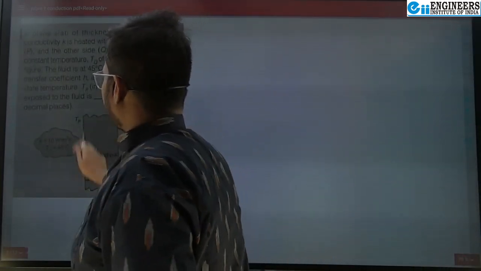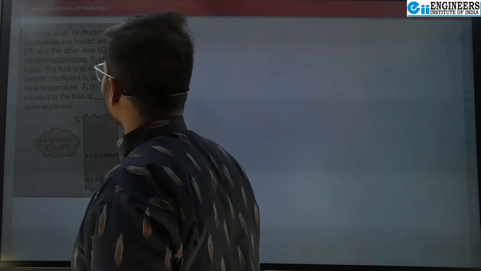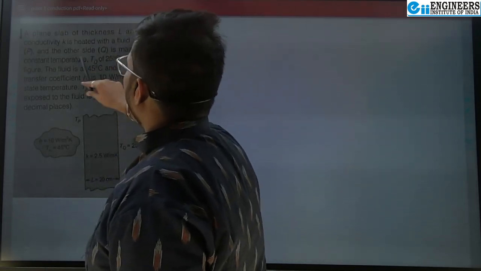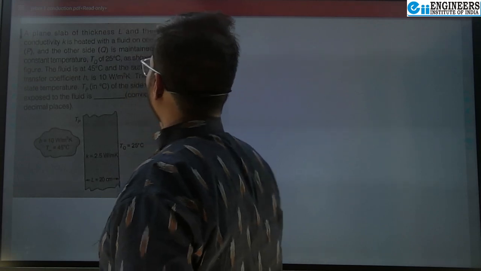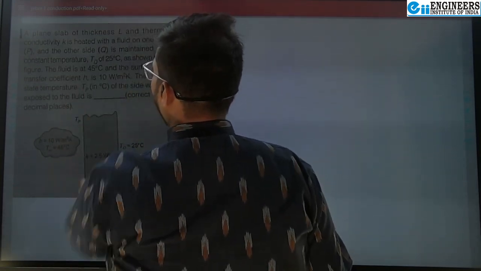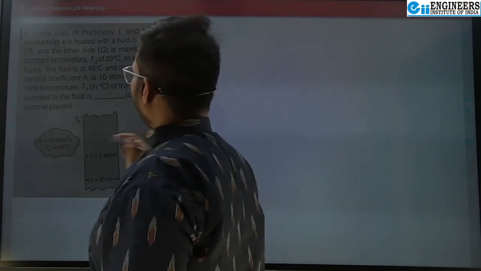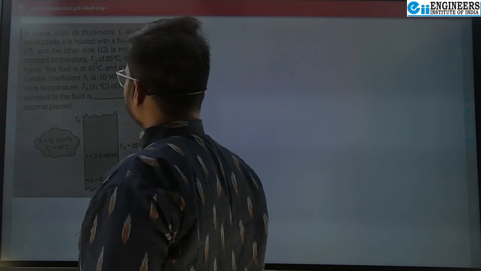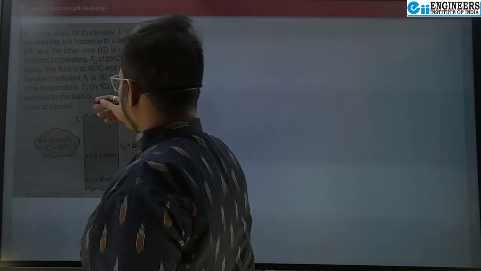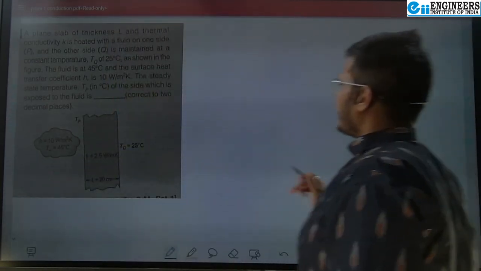So what does it say here? That a plane slab, on this side H is 10, T infinity is 45 degrees Celsius, and here the surface is 25 degrees Celsius. The plane slab of thickness L and thermal conductivity K is heated by the fluid on one side, and the other side Tq is maintained at a constant temperature of 25 degrees Celsius. The fluid is at 45 degrees Celsius and the surface heat transfer coefficient is 10 watt per meter square Kelvin. It is a steady state and it is asking to find the temperature Tp on the side exposed to the fluid. So it is asking Tp.